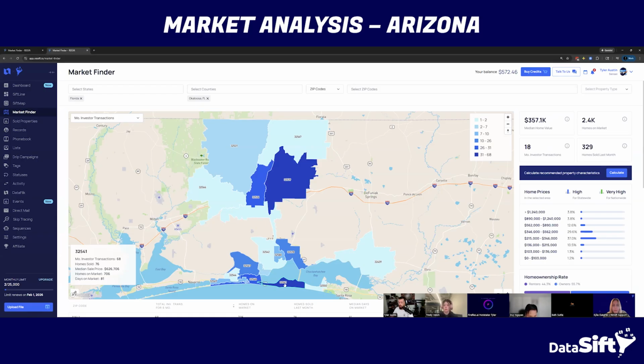But it looks like at face value that it's a great market because it's got a lot of investor transactions. But look at the median sales price, 626. Look at the percentage that falls in across the whole county.